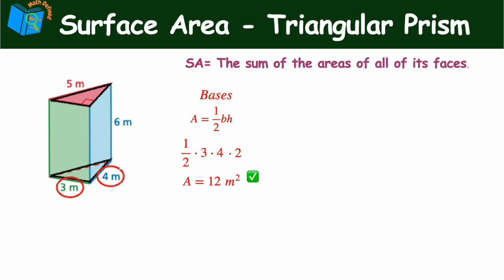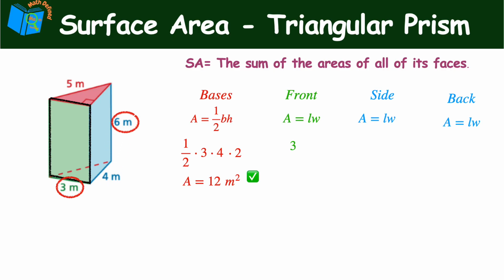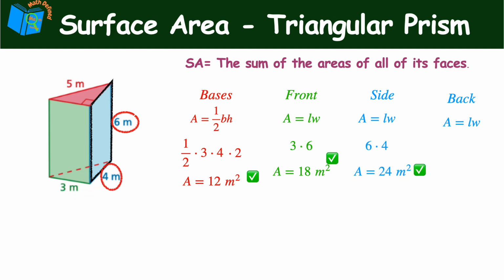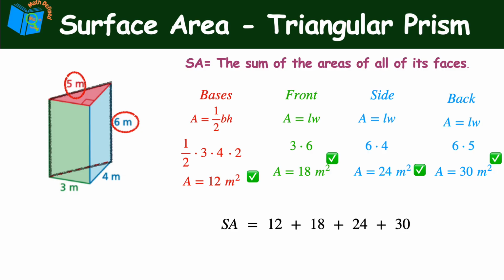Now for the 3 rectangles, the front, side, and back. For the front face, multiply 3 times 6. That's 18 square meters. For the side face, multiply 6 times 4. That's 24 square meters. And for the back face, multiply 6 times 5. That's 30 square meters. Add them all together. 12 plus 18 plus 24 plus 30 is 84 square meters. So the surface area of this triangular prism is 84 square meters. Breaking it down face by face works every single time.